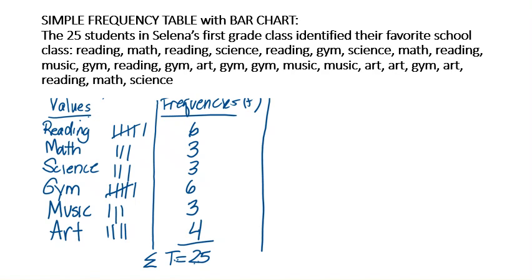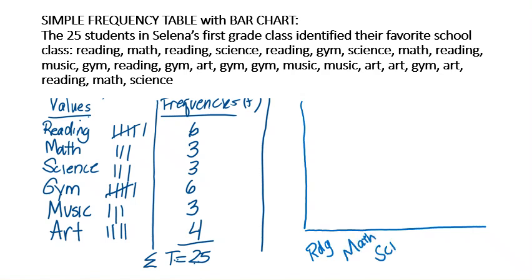So first off, you'll recall this example we just looked at where we had indications of favorite subjects. We decided that we needed a bar chart for this, which again is going to look much like a histogram. So let's draw out our y-axis and draw out our x-axis. What we have here are reading, math, science, gym, music, and art.